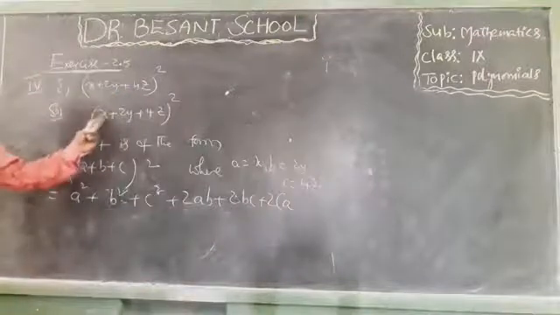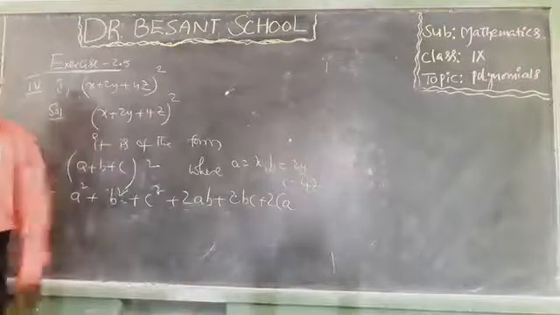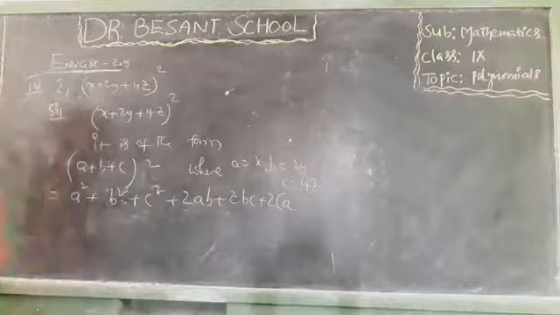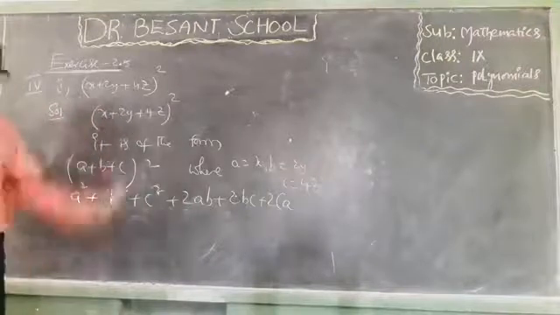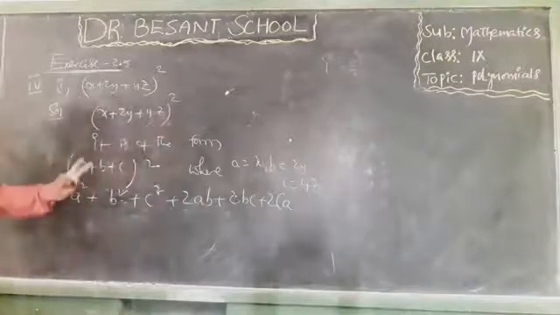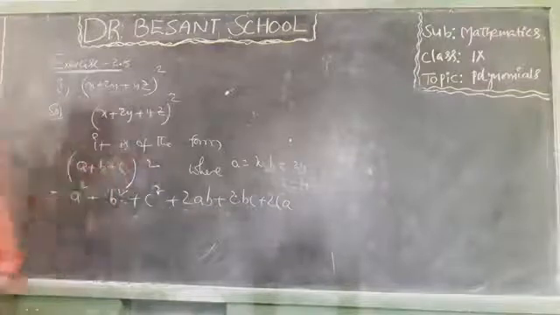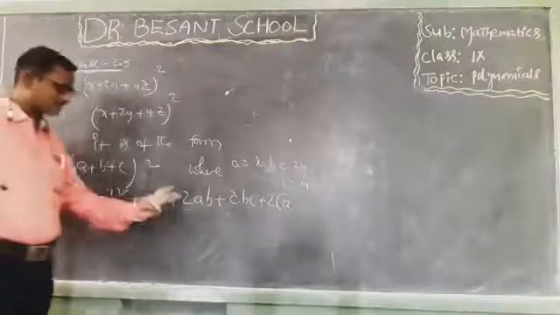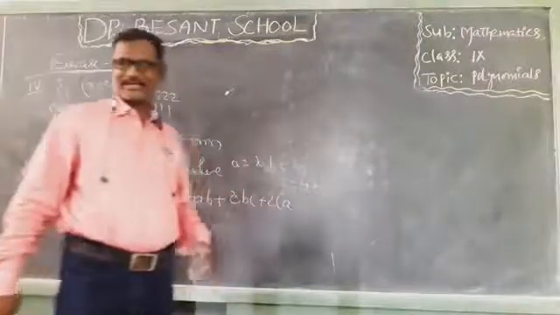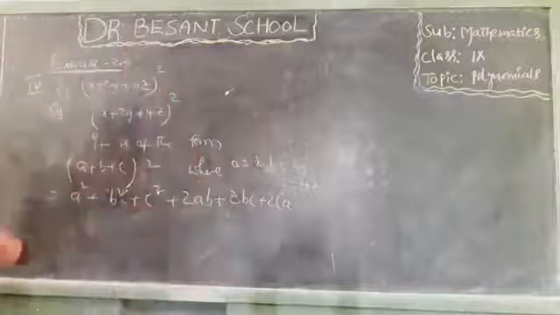It is of the form (a + b + c) whole square, where a value is x, b value is 2y, c value is 4z. The formula for (a + b + c) whole square is a square plus b square plus c square plus 2ab plus 2bc plus 2ca. We need to replace those values in the formula.